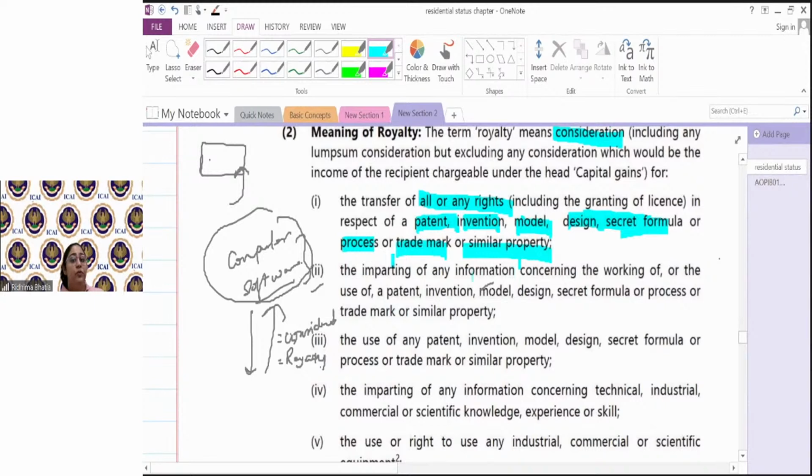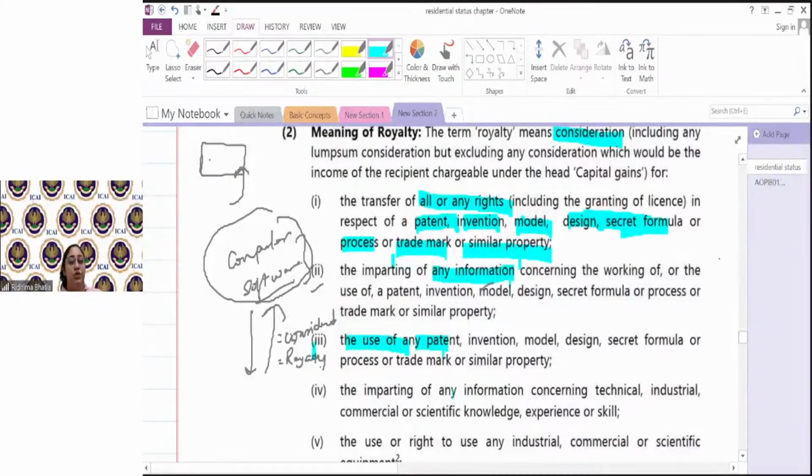Royalty can also be a consideration for imparting any information concerning the working of or the use of patent, invention, model, design, secret formula or process or trademark or similar property. आपने उसको right नहीं दिया, but you give some information regarding that, and for that information you're getting something, that is also royalty. For use of any patent, invention, model, design, secret formula or process or trademark, you have not given them rights, you have not given them information, you're just letting them use. That is also royalty if the consideration is paid to you.